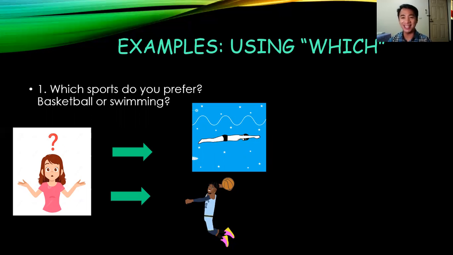How will you answer? This is how you answer the question. I prefer to play basketball. Okay, you can choose I prefer to play basketball, or you can say I prefer to play swimming, or I prefer to swim.